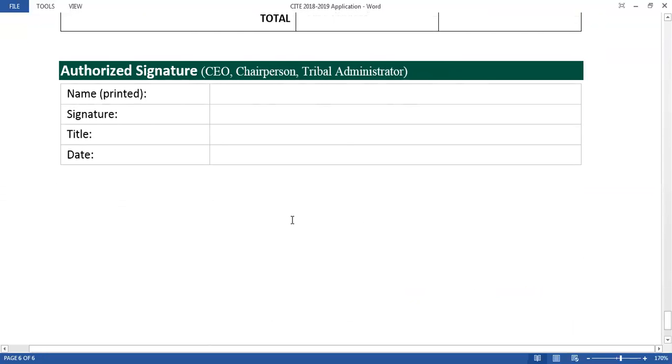So this completes the overview of both the ACORNS and the CITE 2018-2019 application pages. This is part 1 of 3 pieces that would need to be submitted for a complete application for either program.